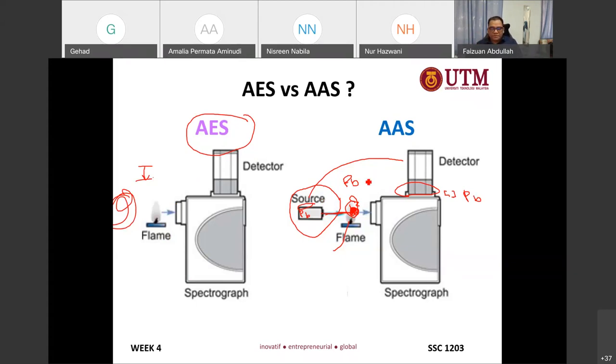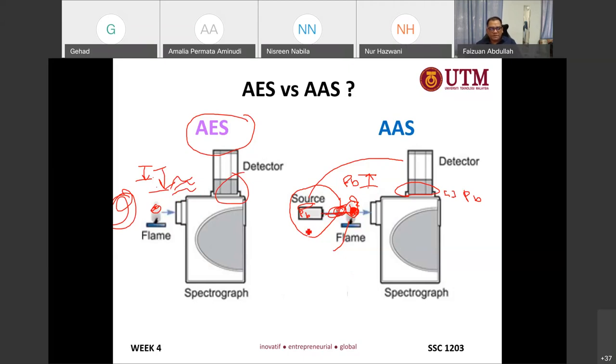Different from AAS, which detects the element absorbing energy from the source so the electron is excited from ground state to excited state, and the loss of energy is detected. But for AES, when the sample is burned in the flame, some of the analyte will absorb the energy from the flame to be excited, and when it reverts to ground state, some energy specific to every element will be emitted and then detected by the detector, right?